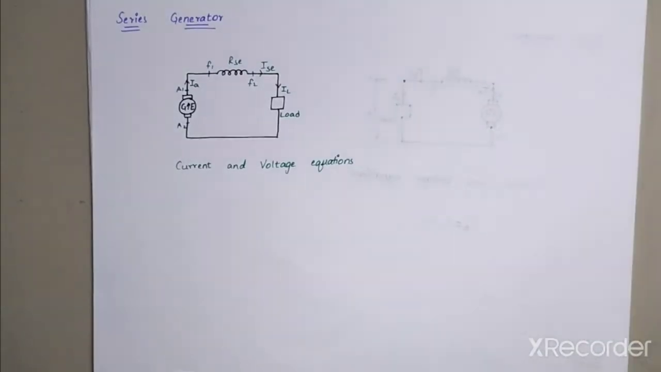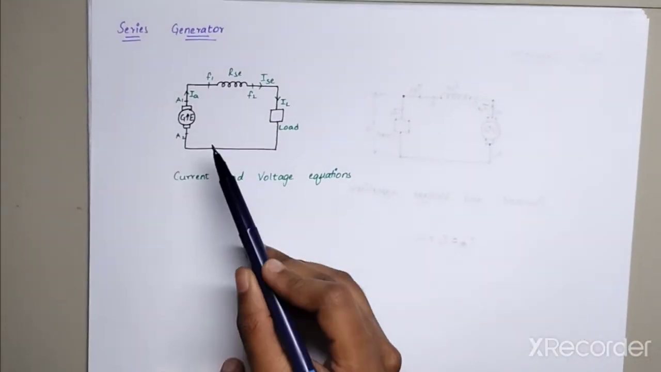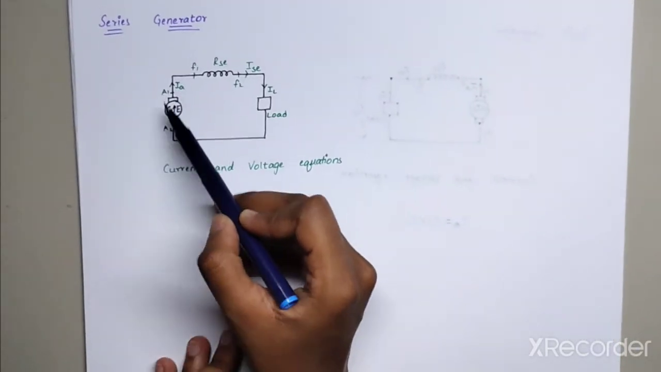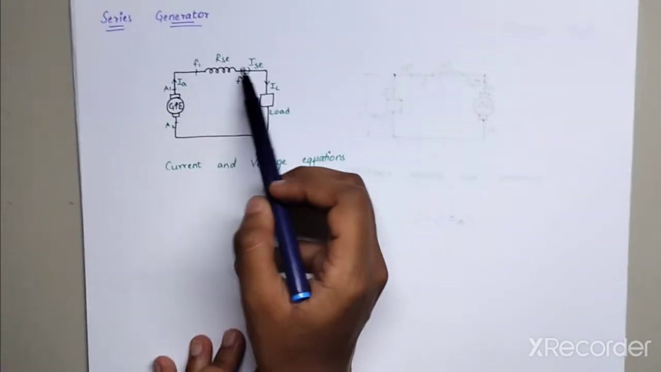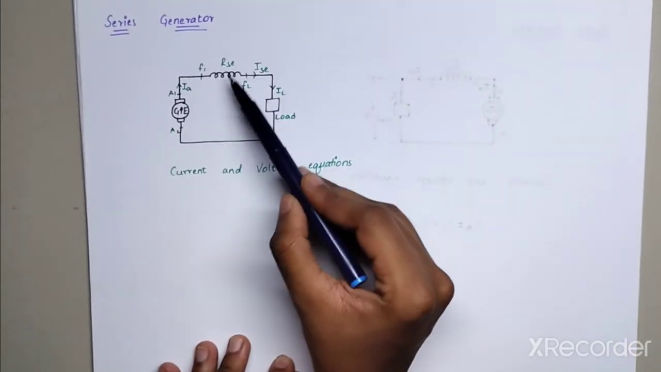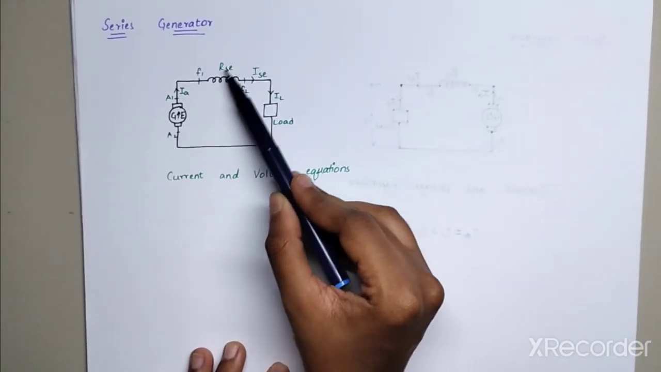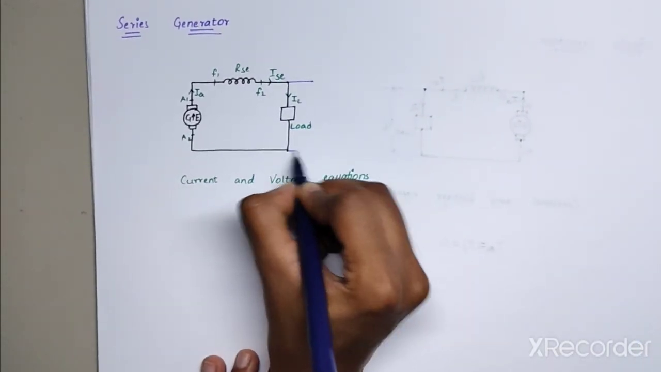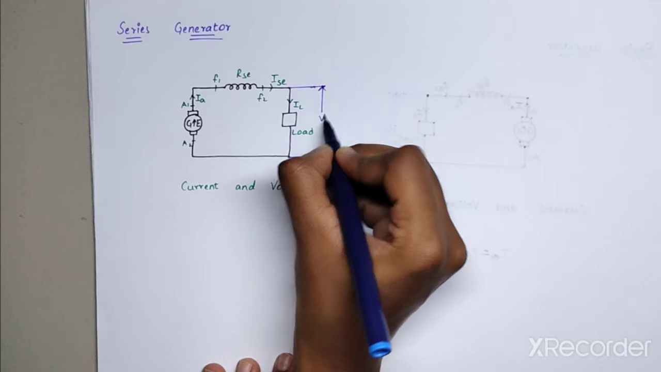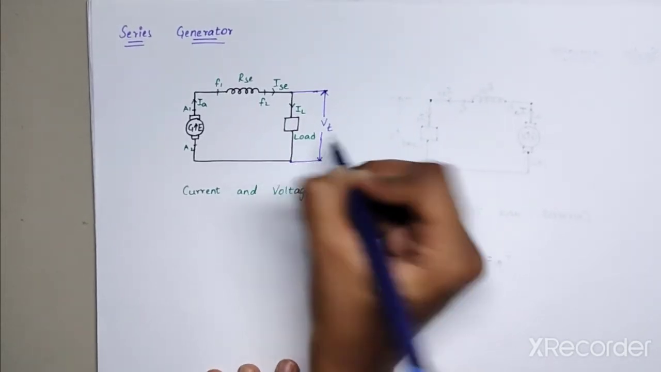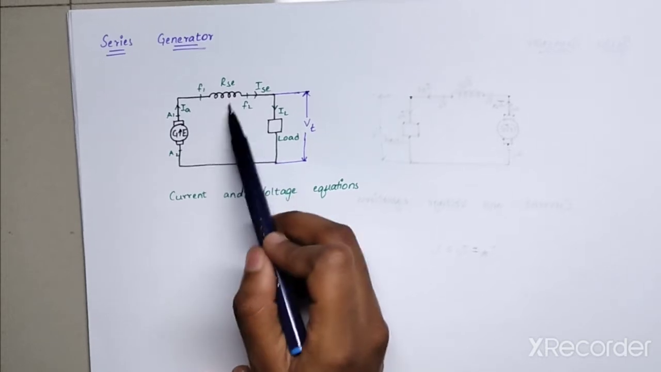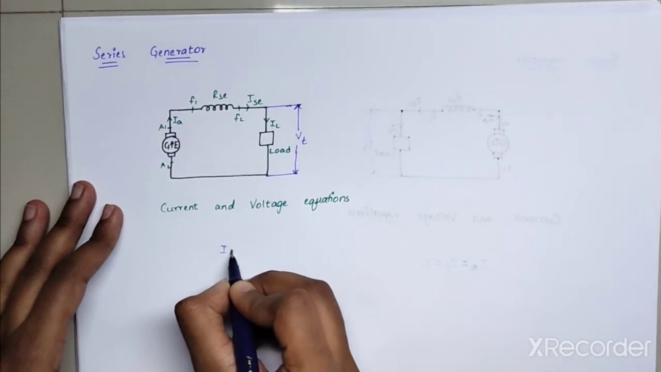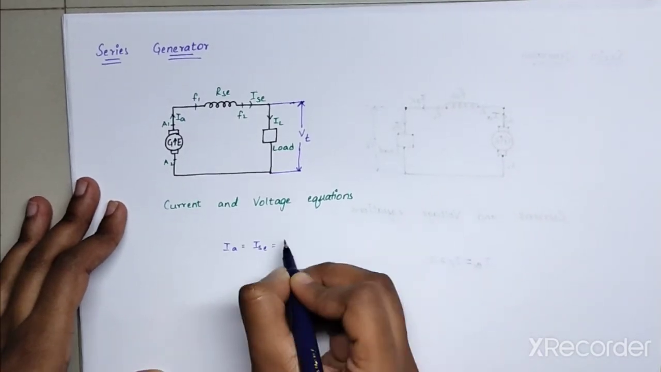Now let's see series generators. Now we'll see the naming of the series generator first. Here IA is the current through the armature, A1 and A2 are the terminals, F1 and F2 are the terminals of the field winding, ISC is the current through the field winding, RSC is the resistance of the field winding, and IL is the current through the load. Here we'll mention the voltage across the load as VT. In the series generator, the armature and the field winding are connected in series. Since they are connected in series, IA is equal to ISC is equal to IL.